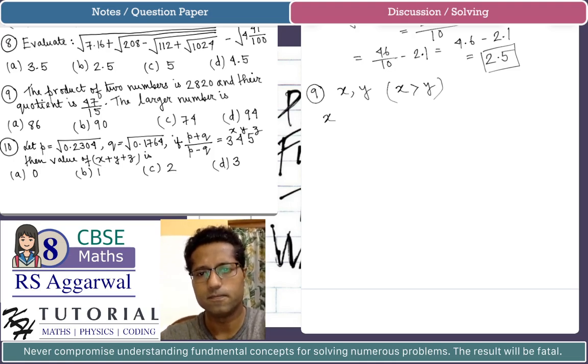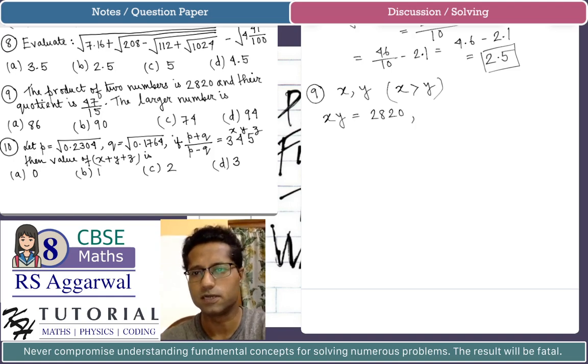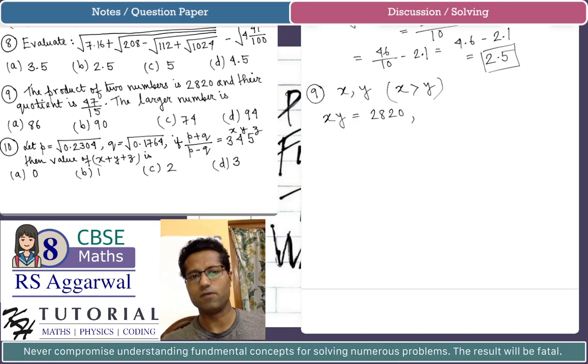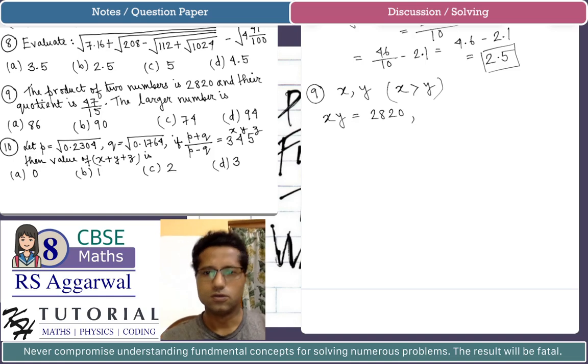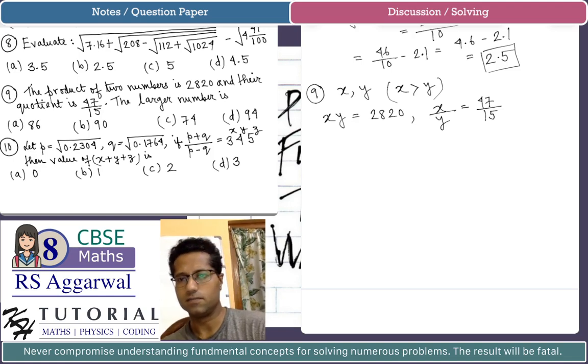We have xy is given. The product of the two numbers is 2820. What else do we have? And the quotient is 47 by 15. Since we have assumed x is greater than y, and 47 by 15 is an improper fraction that is greater than 1, because the numerator 47 is greater than the denominator 15, this 47 by 15 has to be x by y. So we have x by y as 47 by 15. And what is it asking? The larger number. So we have to find the larger number, that is x.